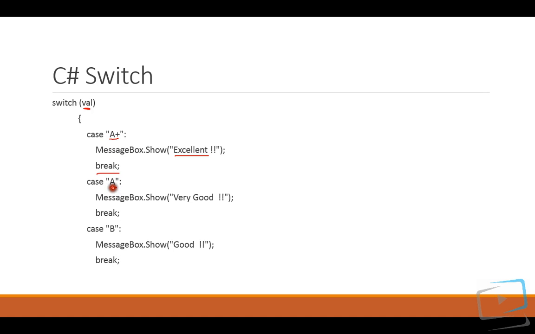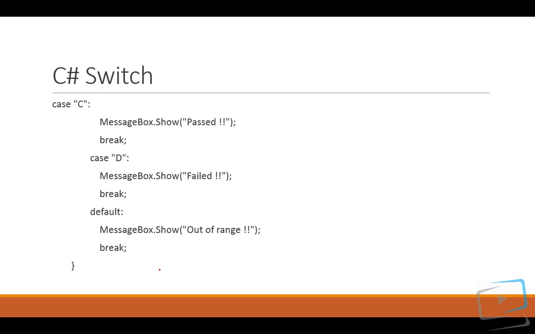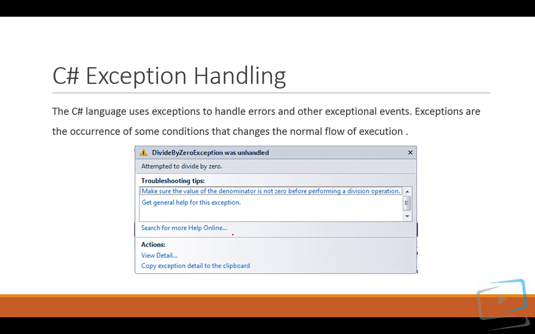So if it is not A plus, then this is the case A, it will print very good. If this is also not the case, then it will go to B, good. If it is not C, passed. If D, no. If there is no case, then it will show out of range. This is how you can use the switch statement.